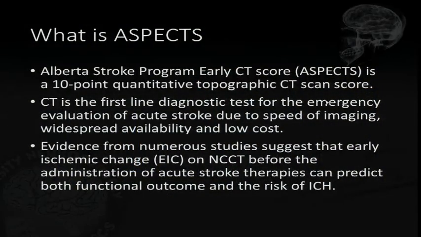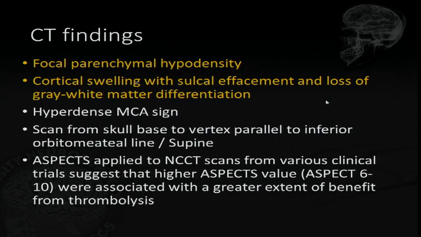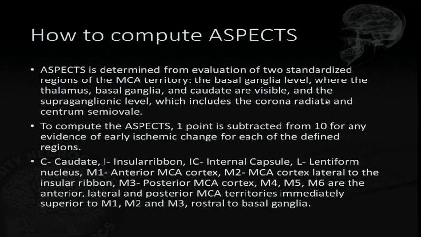ASPECTS stands for Alberta Stroke Program Early CT Score, so it's not "ASPECT score," it's just ASPECTS. It's 10 points, it's been validated by several studies, and the cutoff is 6. We're looking for a focal parenchymal hypodensity or cortical swelling or sulcal effacement with loss of gray-white matter differentiation, and that counts as a negative point. So we start with 10, and we discount points for each area that is affected.